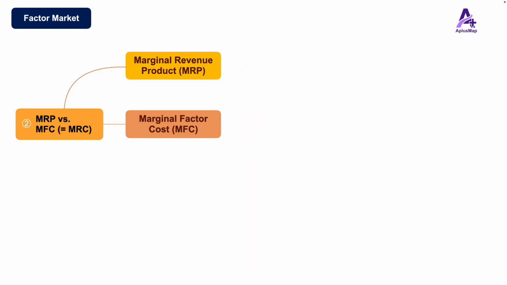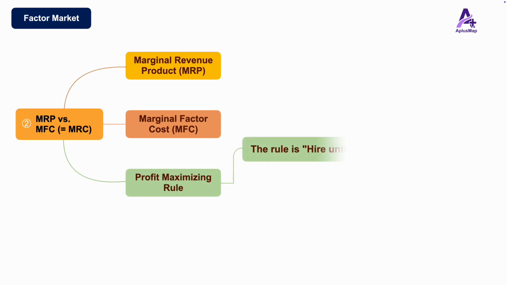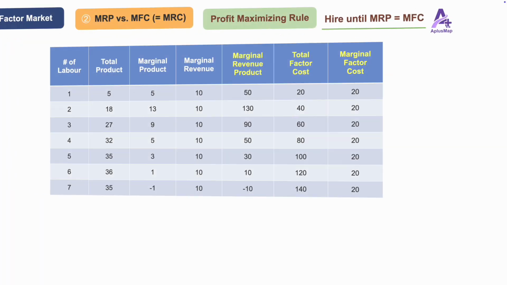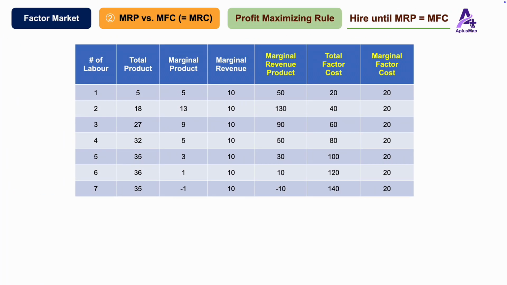Ah, the golden rule. The profit maximizing rule for hiring labor is super simple, conceptually. Hire workers up to the point where MRP equals MFC. Hire until MRP equals MFC. Exactly. Think about it logically. If hiring another worker brings in more revenue, MRP, than it costs to hire them, MFC, should you do it? Yeah, definitely. You're making a profit on that worker.